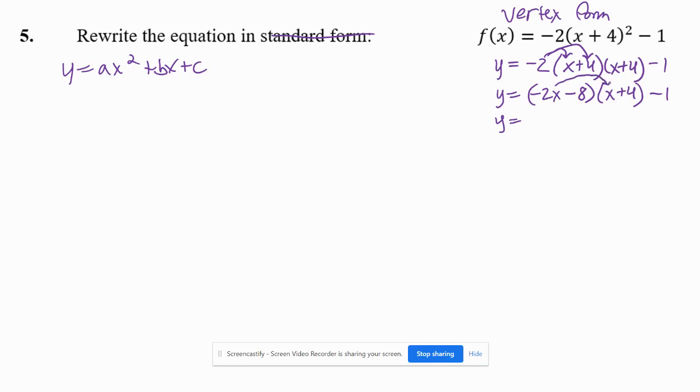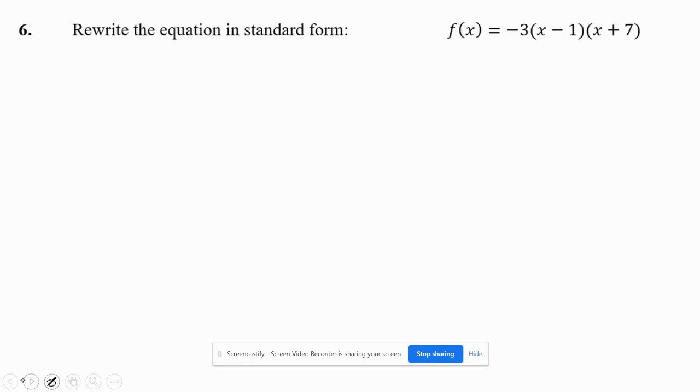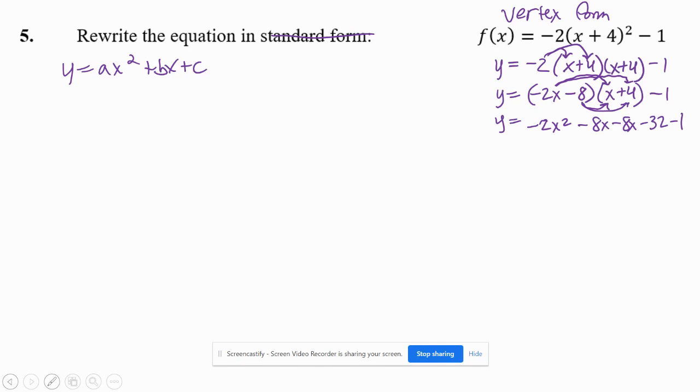So we'll do negative 2x times x, which will give us negative 2x squared. Negative 2x times 4 will give us a minus 8x. Negative 8 times x is negative 8x. Negative 8 times 4 is a minus 32. And the minus 1 that was already there. All right, combine like terms. We have negative 2x squared. The negative 8x minus 8x gives us minus 16x. Negative 32 minus 1 is a minus 33. So my equation in standard form is y equals negative 2x squared minus 16x minus 33.